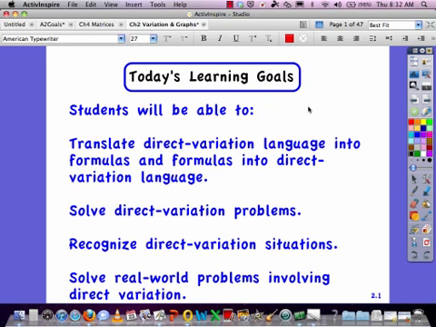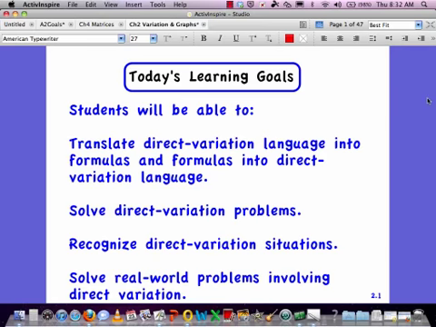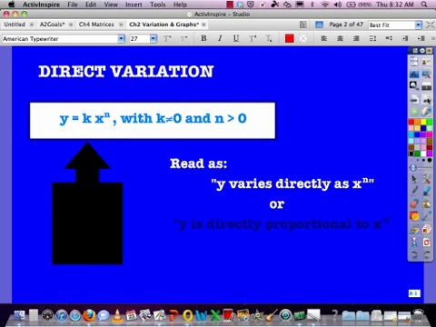So let's get started with some definitions about direct variation. We have lots of different types of variations. Our first type that we're going to study is called a direct variation. It is an equation in the form y equals k x to the n power, where k cannot be 0 and n has to be greater than 0.